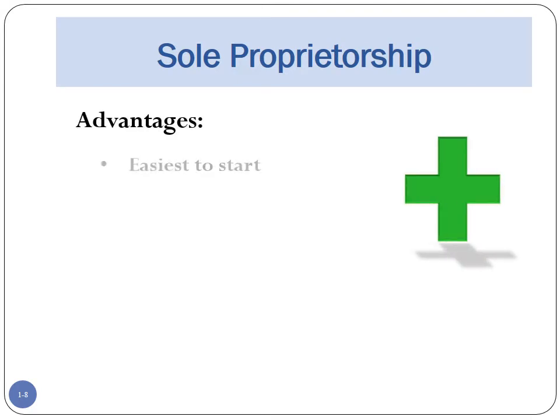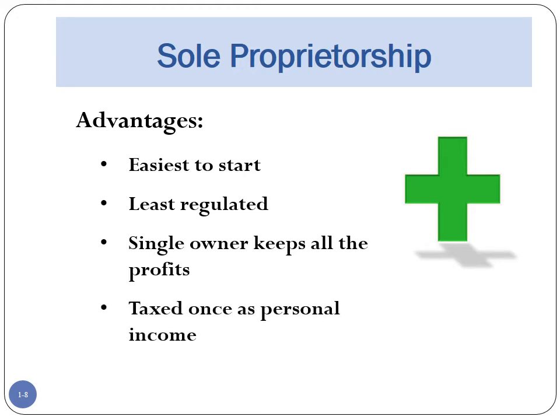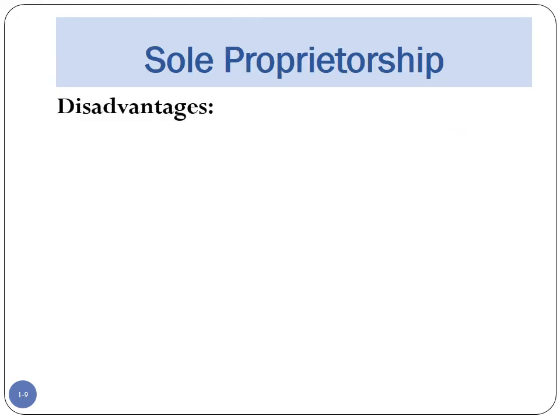The sole proprietorship is a very common form of organization. It has several advantages. It's very easy to start. It's the least regulated. A single owner keeps all of the profits. The income from the business is taxed once as personal income.